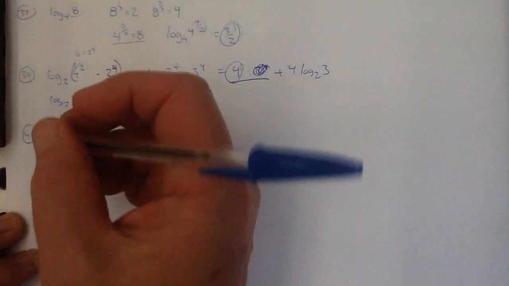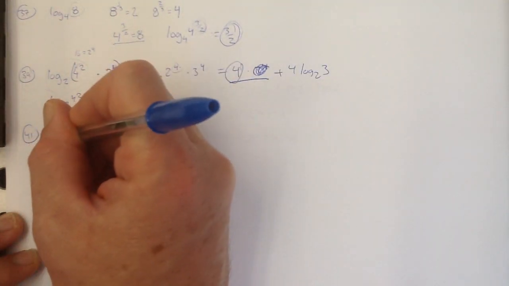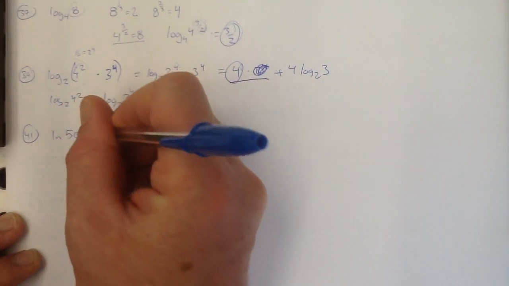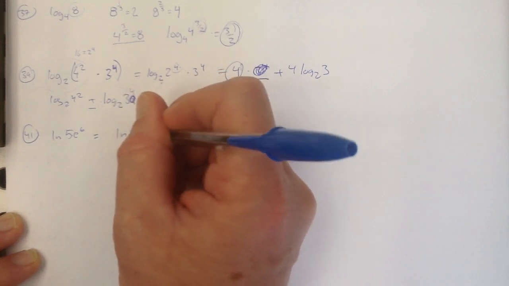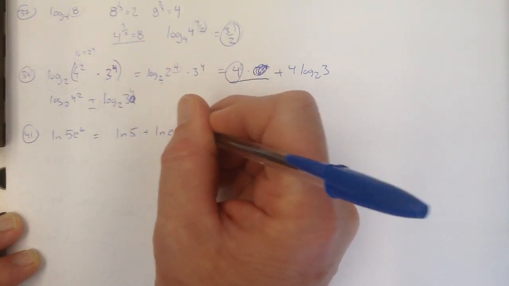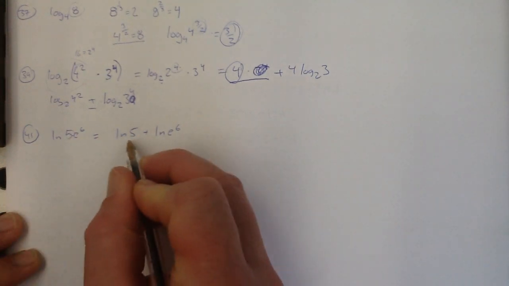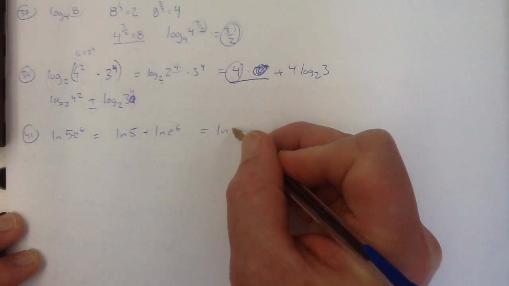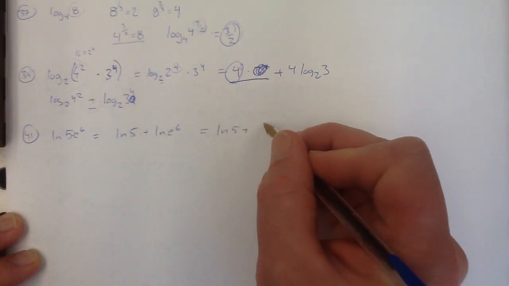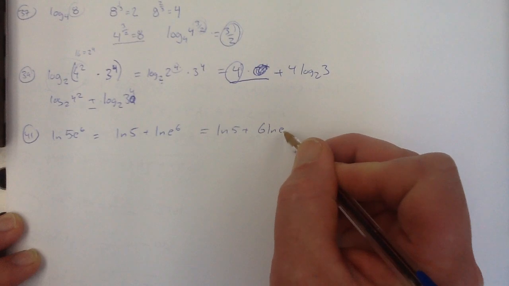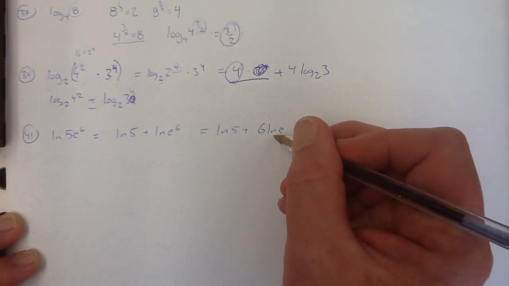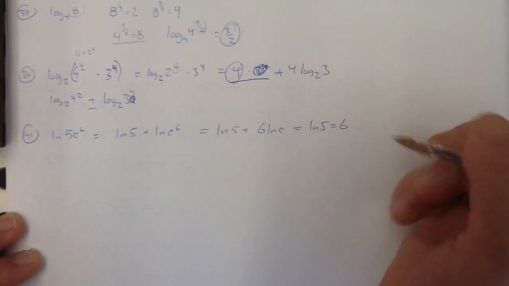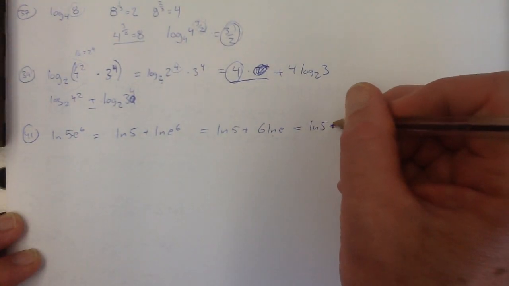Number 41, natural log of 5e to the 6th. That's 5 times e to the 6th. So that's subject to that product turns into sum rule. And then this can come out to the front. And then the natural log of e is 1. That's like saying, what do you have to raise e to get e? Oops, that's supposed to be plus.